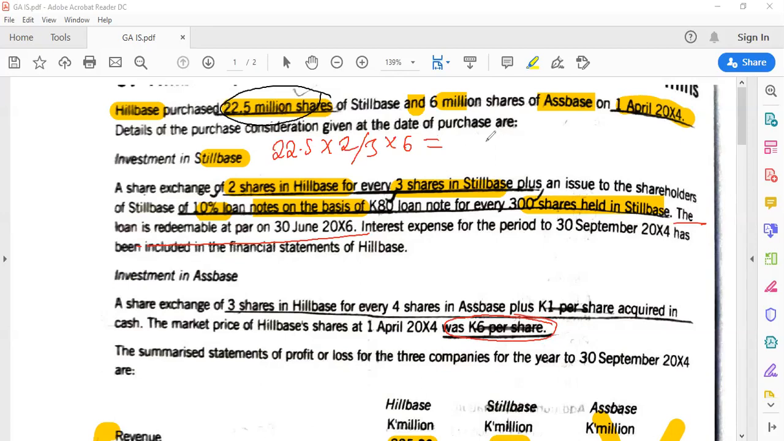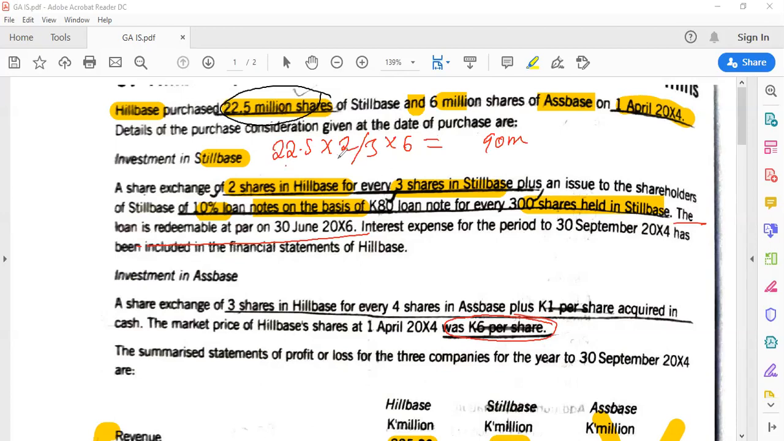90 million. You have 90 million. But you see, I like knowing how many shares were acquired, because it's going to help you somehow to know the premium. Have you seen? Okay. So how many shares were acquired? What do you think?